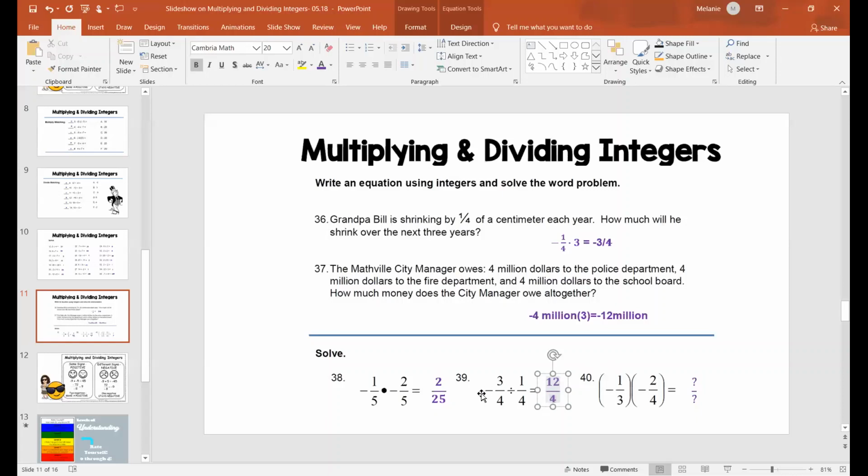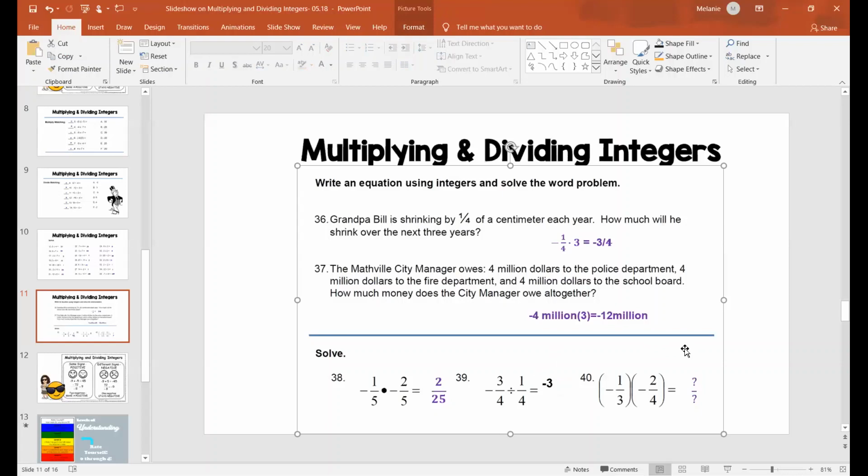We do need to account for the negative and positive, okay? One's negative, one's positive. That means your answer is negative. Well, what's 12 divided by 4, guys? It's negative 3. So you can answer that as negative 3 over 1 or negative 3, and that would be correct.